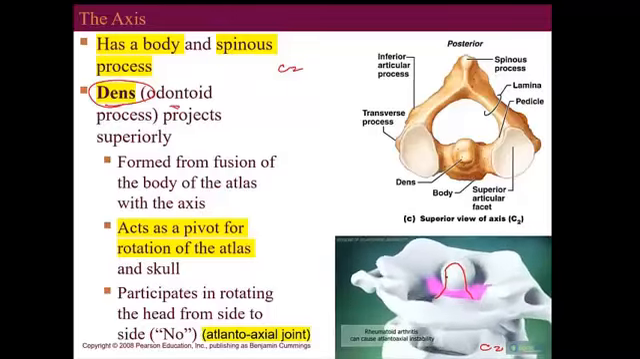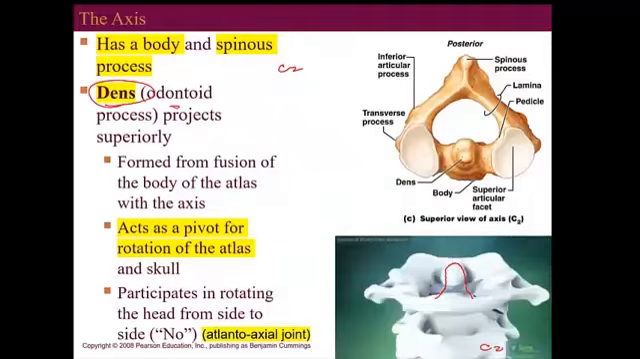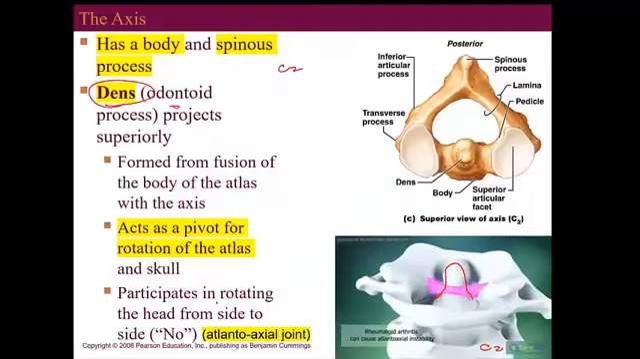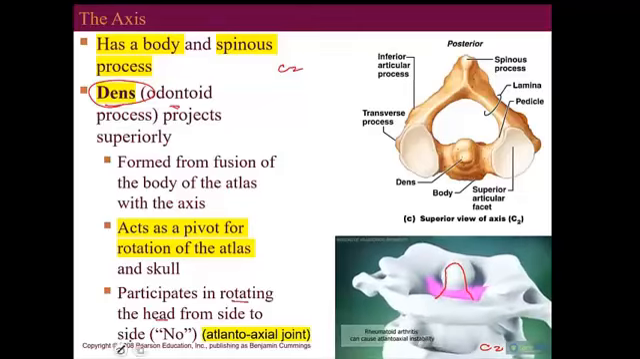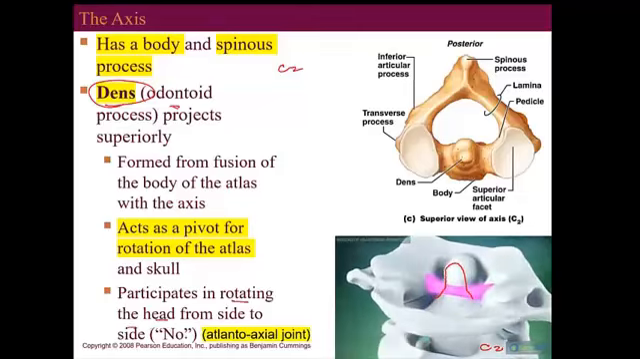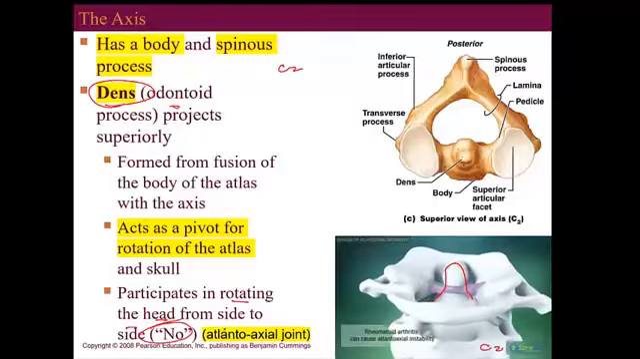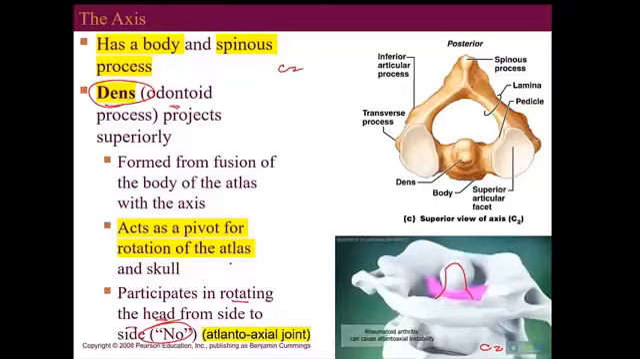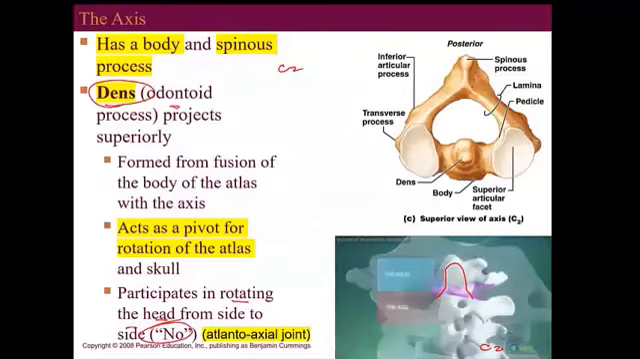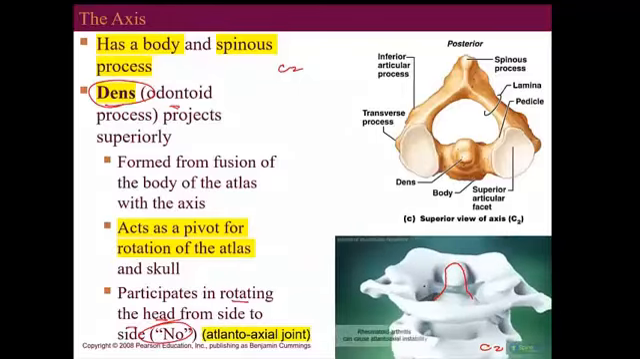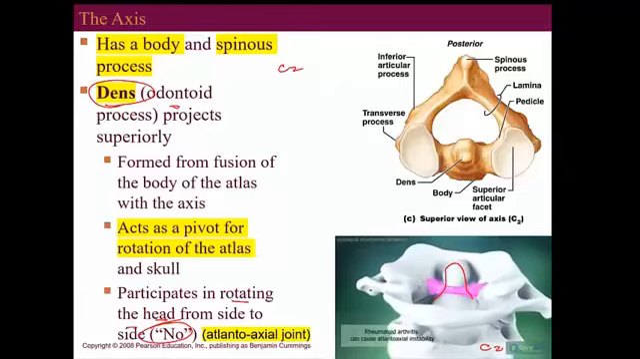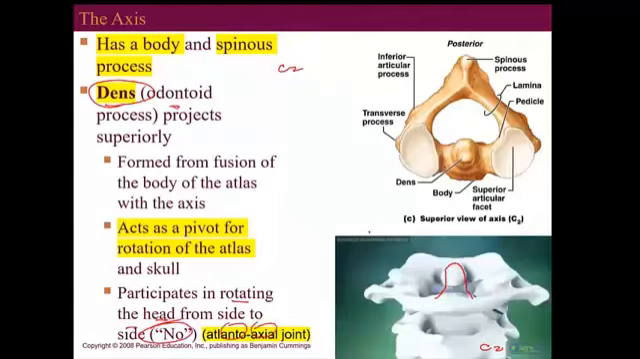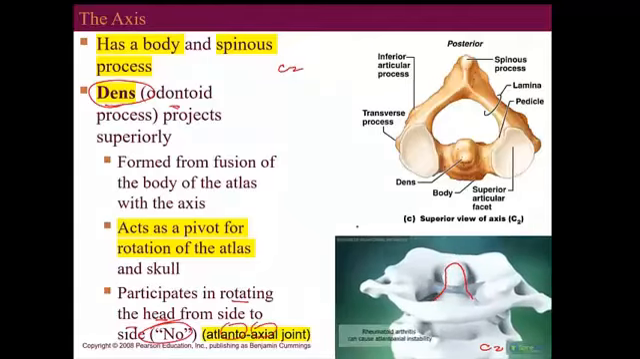So the atlas and axis will articulate with that dens, and the movement of that is going to be rotating the head side to side, such as saying no. So when you say no, that is between the atlas and the axis. The joint that is seen by the movement of saying no, rotating the head side to side, is called the atlanto-axial joint. So that's actually between the atlas and the axis.